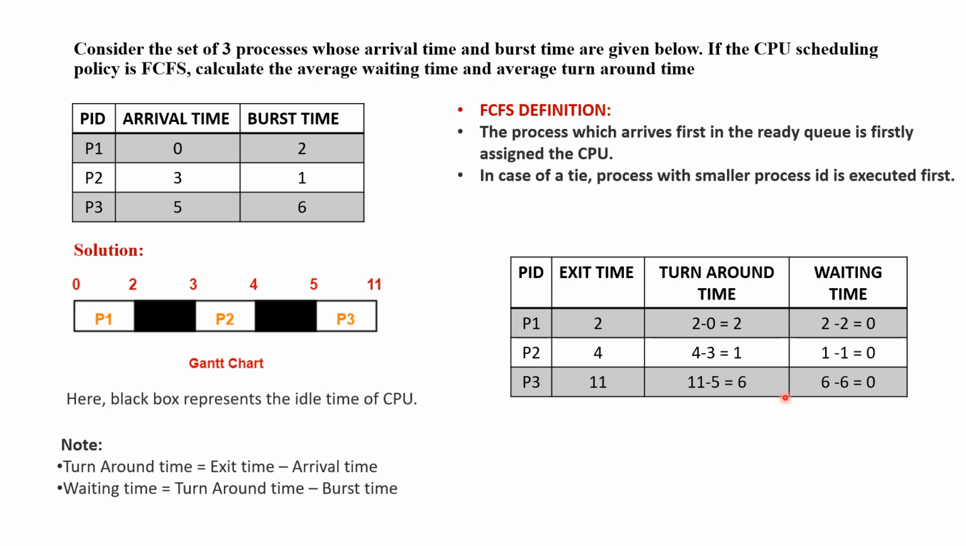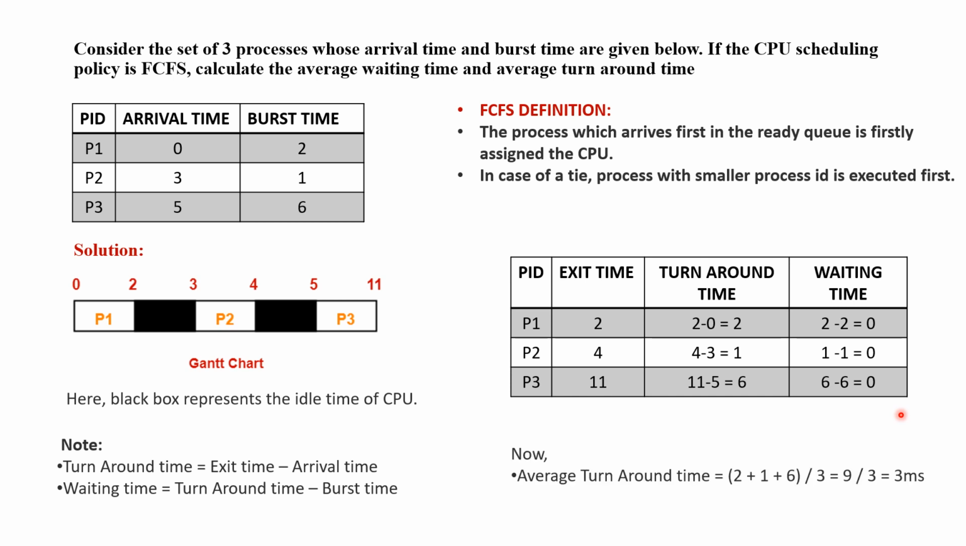After calculating the turnaround time, we have to calculate the waiting time for each process. The formula is turnaround time minus burst time. We have already found the turnaround time. P1's turnaround time is 2 minus burst time 2, so it is 0. For P2, 1 minus 1, that is 0. And for P3, turnaround time is 6 and burst time is also 6, so 6 minus 6 is 0. So we have found the exit time, turnaround time and waiting time for each process.